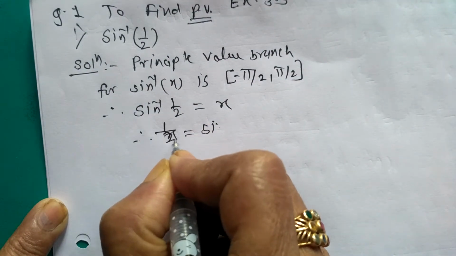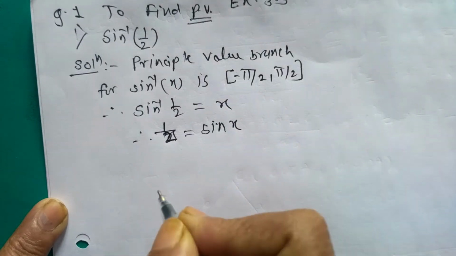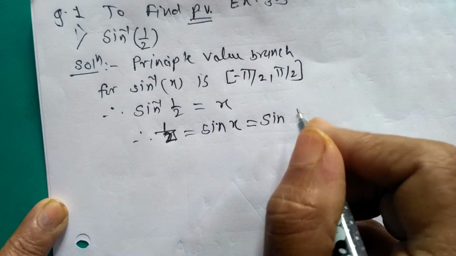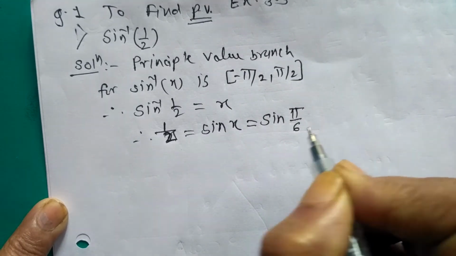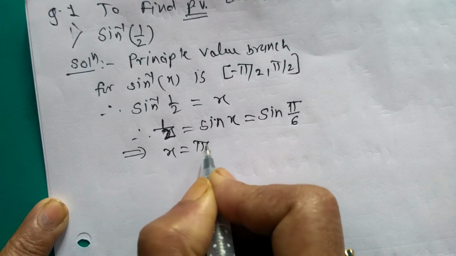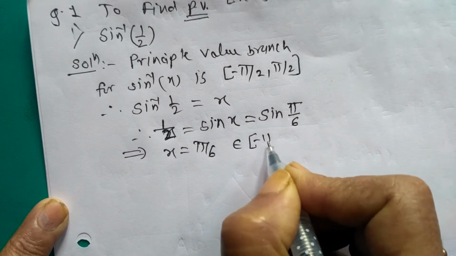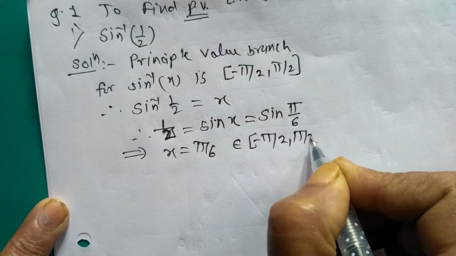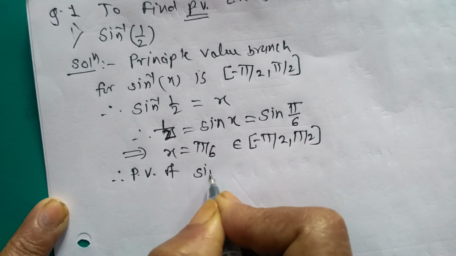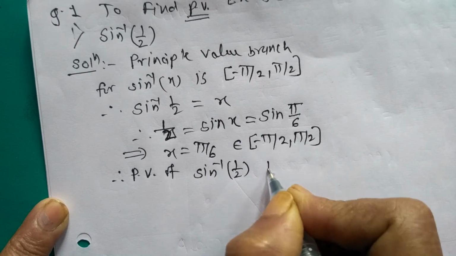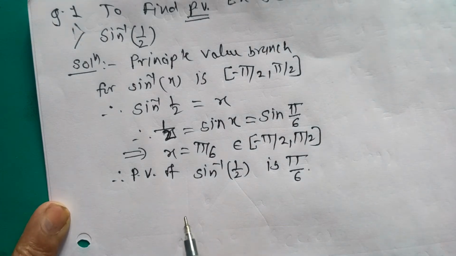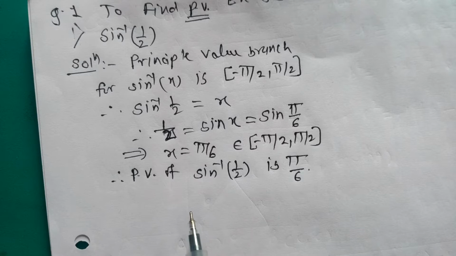It implies that sin x is equal to half. Half is the value of the trigonometric ratio sine for the angle pi by 6, which means 30 degrees, and this lies in the interval. Therefore x is equal to pi by 6, which belongs to the closed interval minus pi by 2 to pi by 2, and therefore the principal value of sine inverse half is pi by 6. There is a single value for the inverse function.